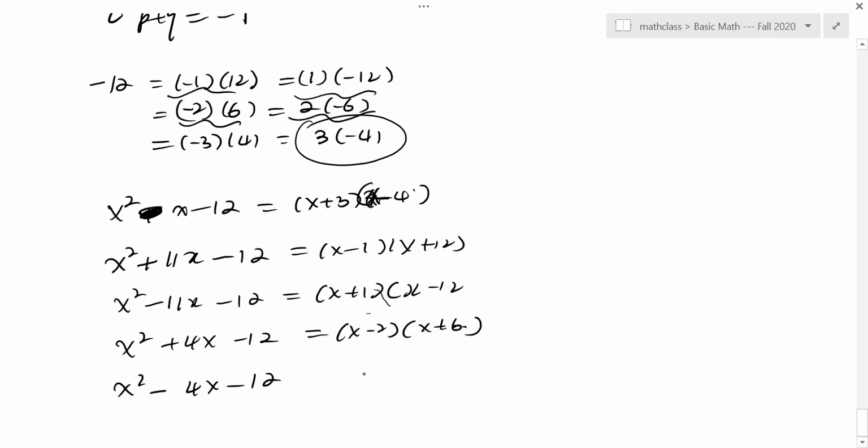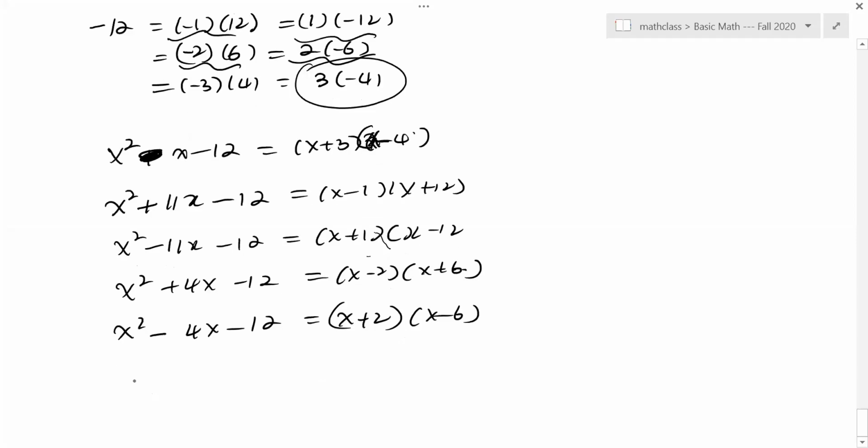If you use this pair, add them together, you get negative 4x: (x plus 2)(x minus 6). So that's how teachers create so many problems. And the last one, the sum is going to be 1, so it is going to be (x minus 3)(x plus 4). So you have a long list. If I want to give a quiz or a test, I can just choose one of them.